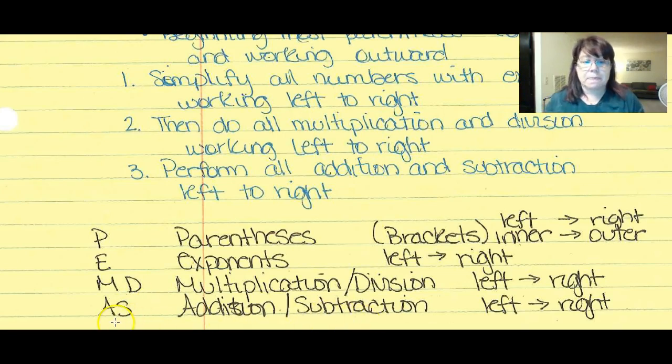Left to right. Addition and subtraction from left to right. The reason why addition and subtraction are on the same level is because, once again, we can rewrite subtraction as addition, and therefore it is the same thing.